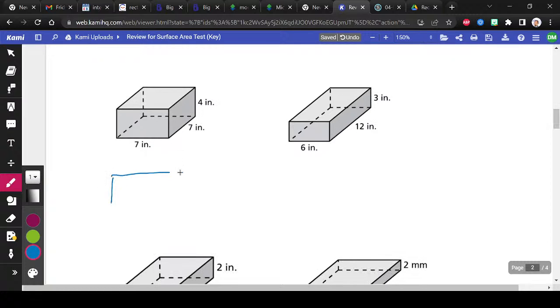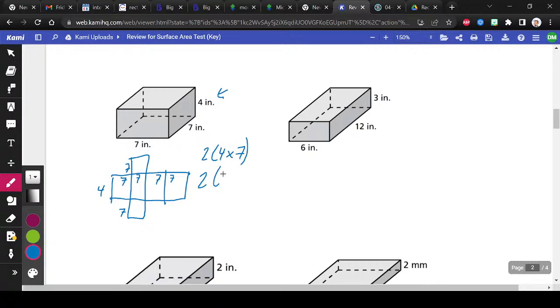And the next one, I'm going to say that the height is 4 inches because that's how far it is from the bottom to the top. And then we throw in 7, 7, 7, 7, and then this up here is a 7, and that down there's a 7. So we're looking at 2 times 4 times 7. And then we're looking at 2 times 4 times 7 again, and then we're looking at 2 times 7 times 7.